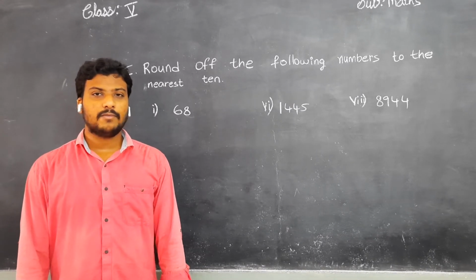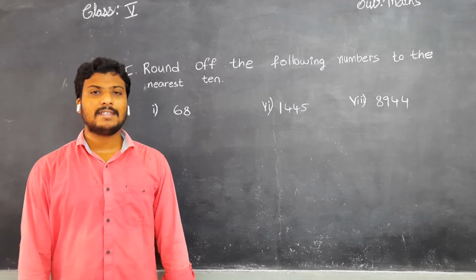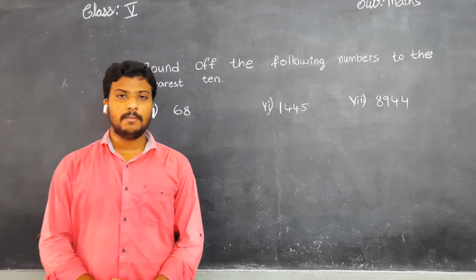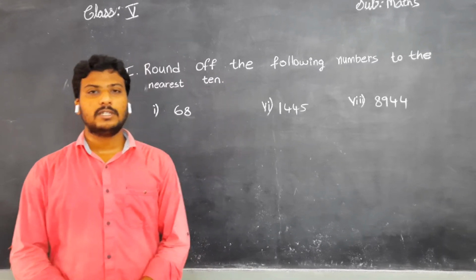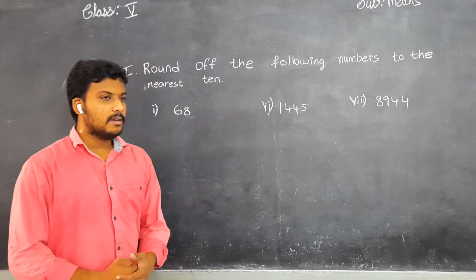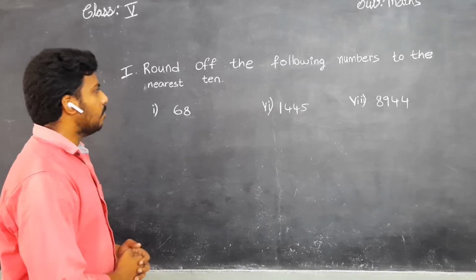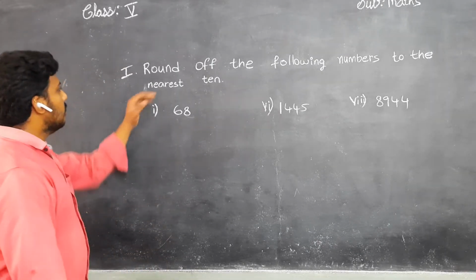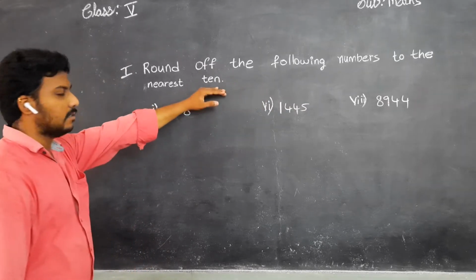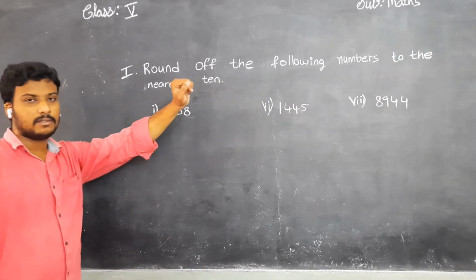In this class, we are going to discuss tasks for FA and SA. For this, you need to open page number 68 in your term book number 1. In that page number 68, Roman number 1 is: round off the following numbers to the nearest 10. Nearest tens.